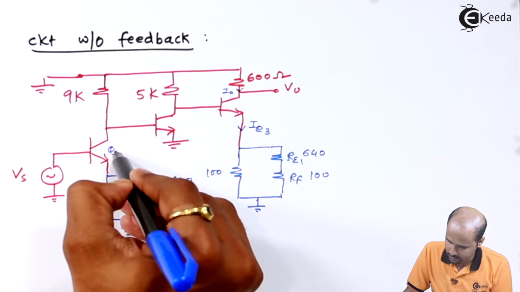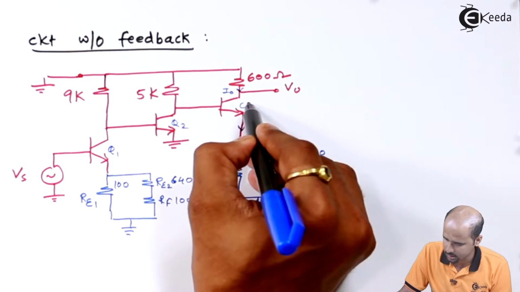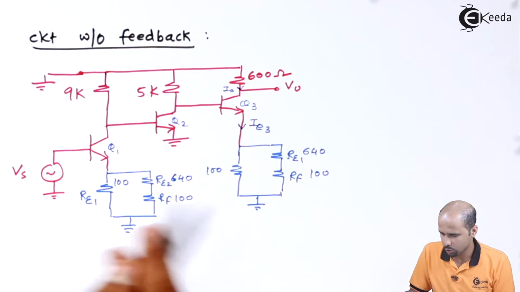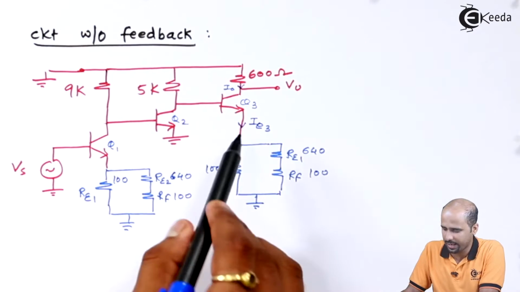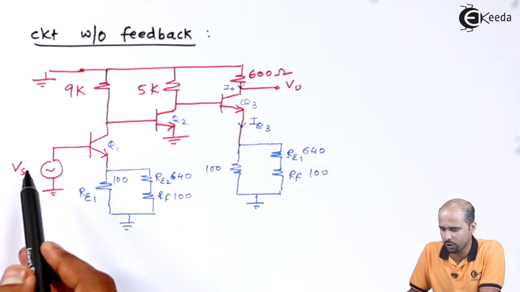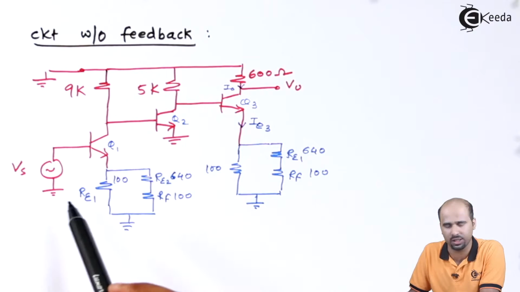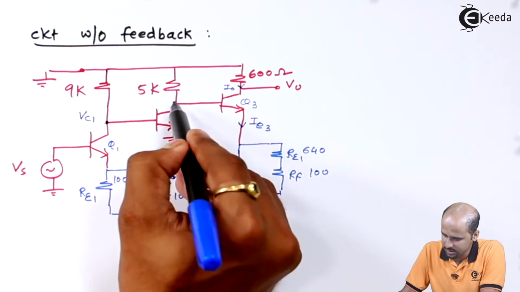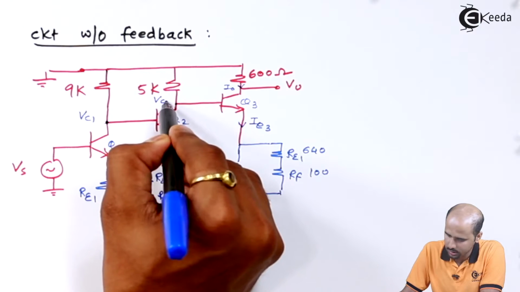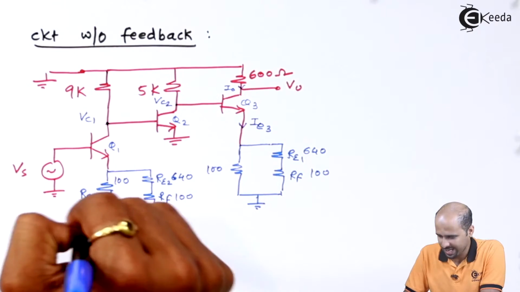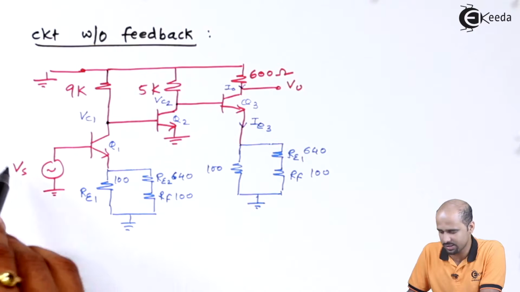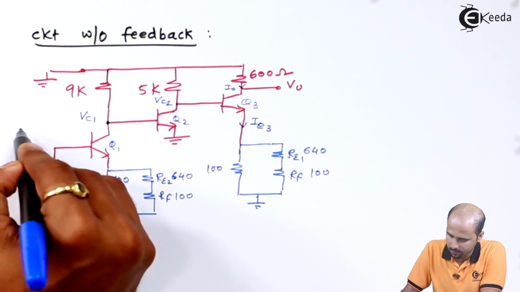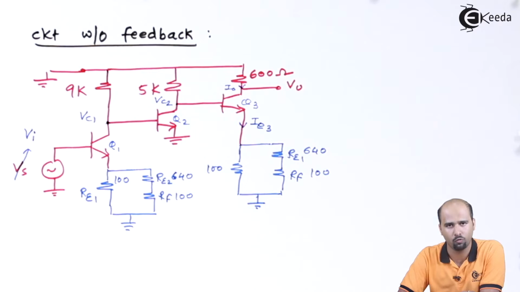So we'll say this is Q1, this is Q2 and this is Q3. So first of all, to find out the gain, that is nothing but IE3 divided by VS, we'll have to take the intermediate nodes. So we will say that this is nothing but your VC1, and this is nothing but your VC2. As we have taken that, this is the VS, this is now the value of VI for the without feedback circuit. So whatever value I am getting as VS, that will be treated as VI.